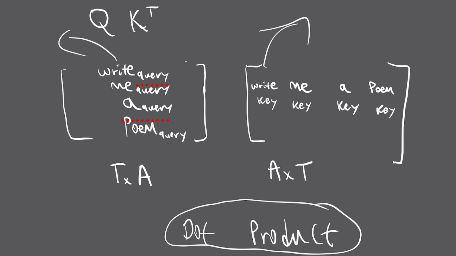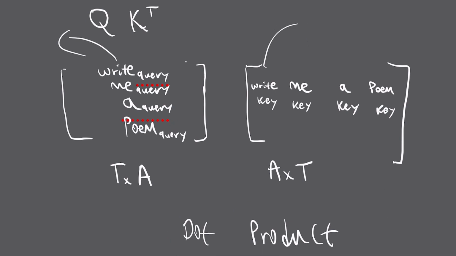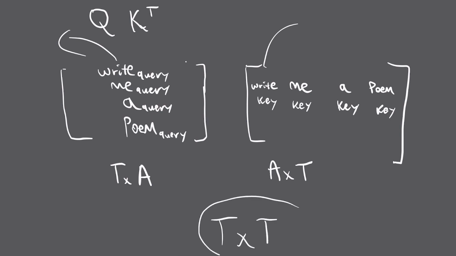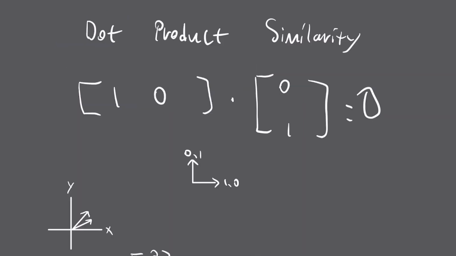If we see what shape this tensor is after this multiplication, the T by A multiplied by the A by T gives us that T by T tensor which we were looking for. So Q times K transpose, where Q is the output of that trained linear query layer and K is the output of the trained linear key layer, gives us these T by T attention scores, which we were looking for all along. So let's give a quick explanation on why the dot product represents how similar two vectors are to each other.